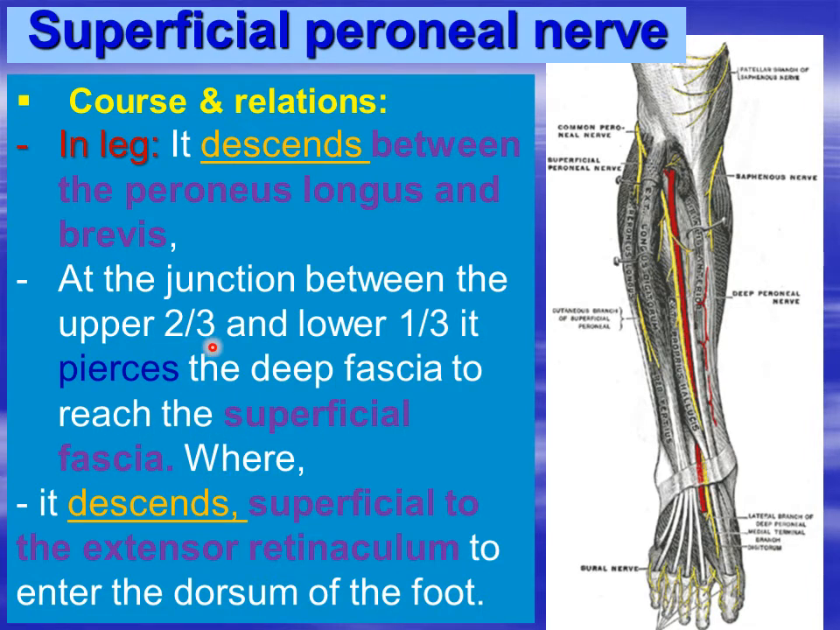And again, this level of piercing of the deep fascia may be higher or lower. It is related to anatomical variation. Then it descends in the superficial fascia, superficial to the extensor retinaculum, to enter the dorsum of the foot. And again, as you see in this photograph, this is the superficial peroneal nerve after piercing the deep fascia.